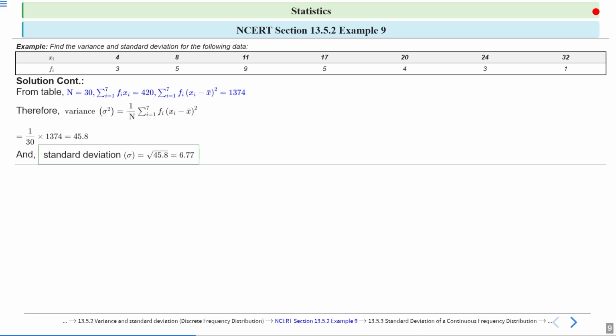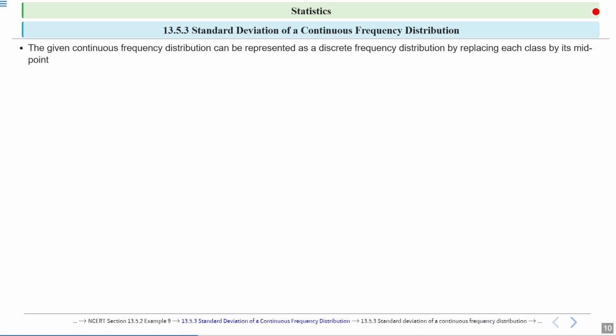Finally, to find the standard deviation, we take the square root of the variance. So standard deviation, written as sigma, equals the square root of the variance. Here the variance is 45.8. So the square root of 45.8 is approximately equal to 6.77. So the standard deviation sigma equals 6.77. So I hope this example is clear to all of you.